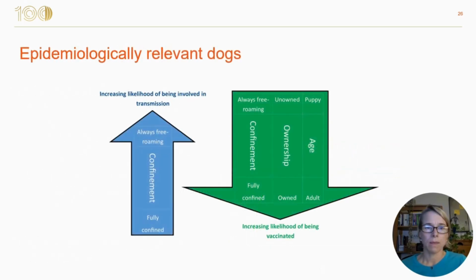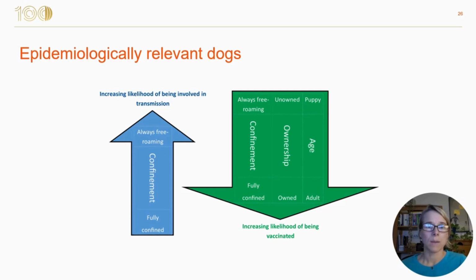I wanted to take a moment to talk about epidemiologically relevant dogs. From the perspective of the rabies virus, not all dogs are equal risk. Dogs that roam freely are likely to have the greatest contact with other dogs and therefore opportunity for viral transmission. Hence, if vaccinated, these free-roaming dogs then have the greatest ability to act as a barrier to prevent further spread.